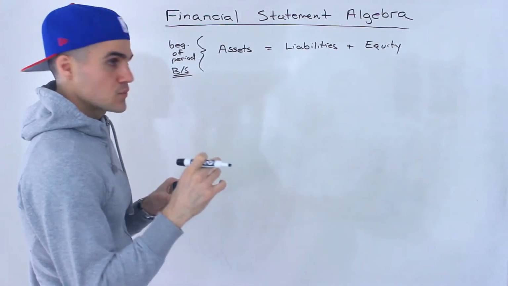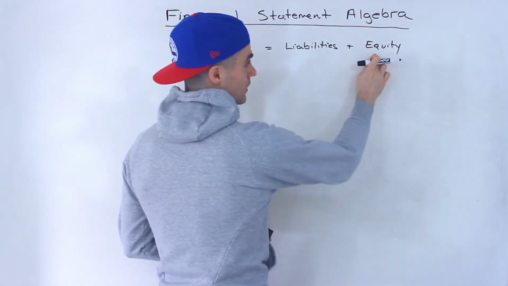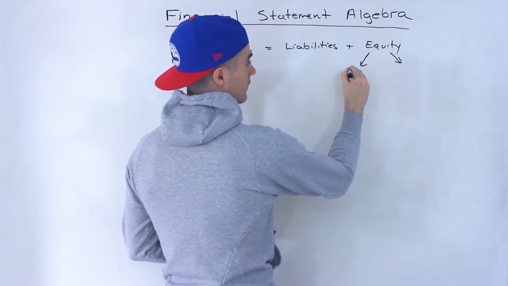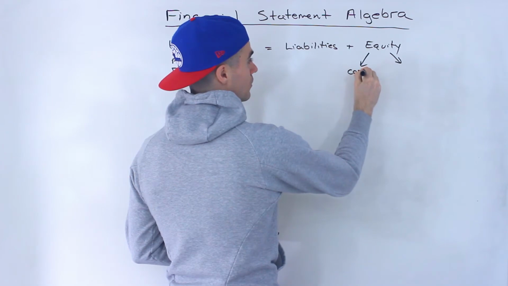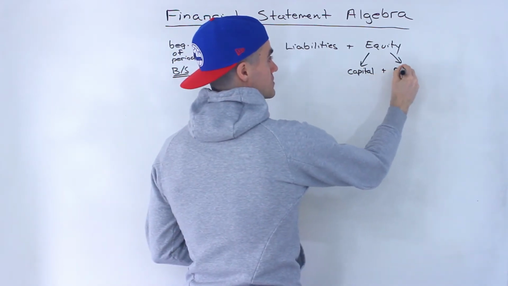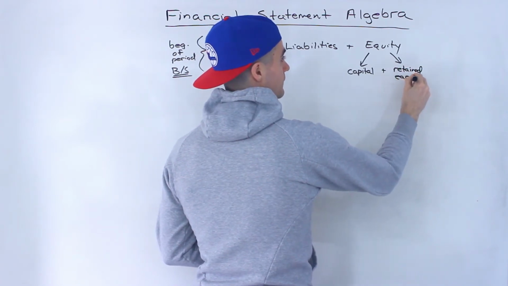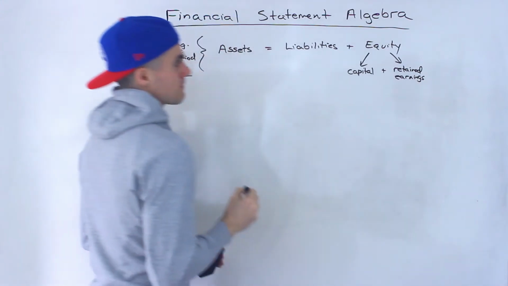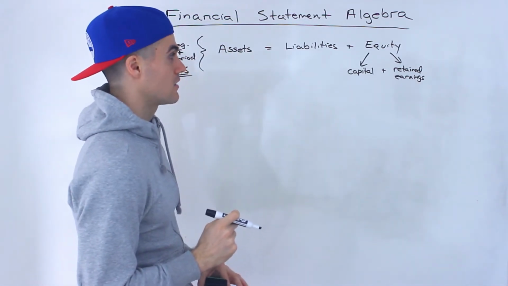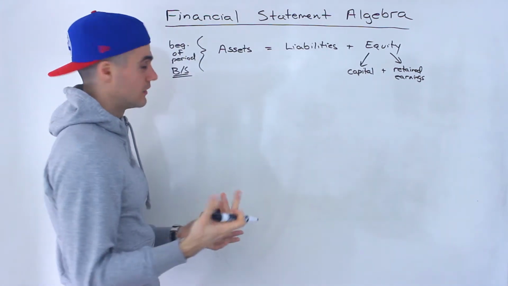Now, as we shown in the accounting fundamental videos, this equity portion we actually broke down into a little bit more detail. We broke it down into owner's capital. I'll just put capital over here. And we also broke it down into retained earnings. Right? Equity is equal to owner's capital plus retained earnings on the balance sheet. So we got this balance sheet at the beginning of a period.